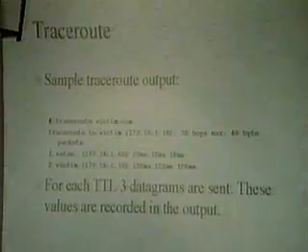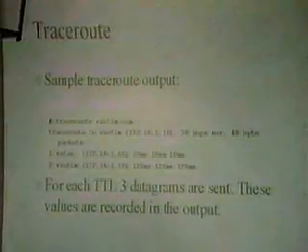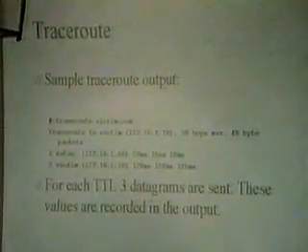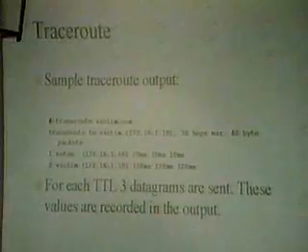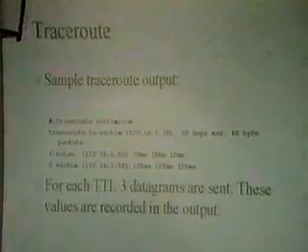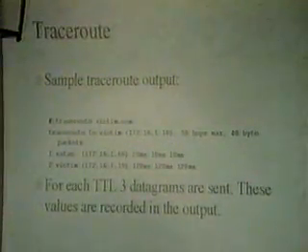And here we just have a real simple sample traceroute output. We're tracerouting to victim.com. Traceroute to victim.com gives us our IP address. It's going to be a maximum of 30 hops, which is a time to live of 30. And it's sending 40 byte packets. That's the size of the entire packet, including the header, which is going to be 40 bytes in this case.